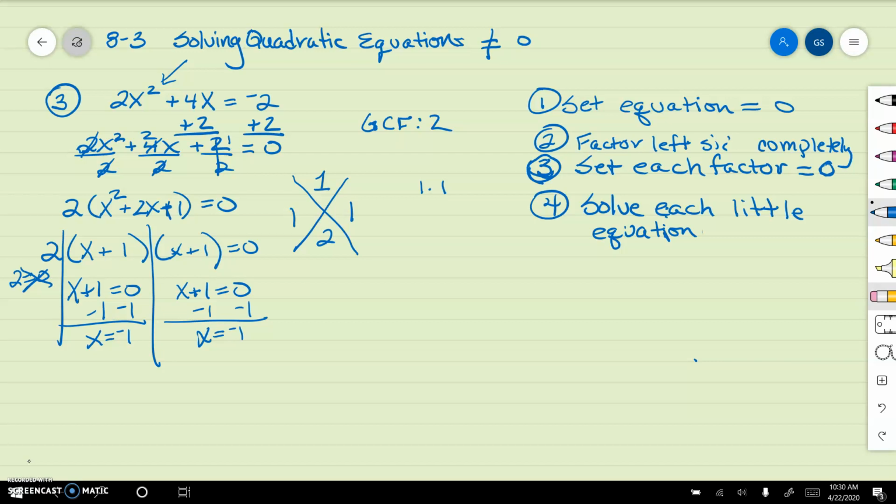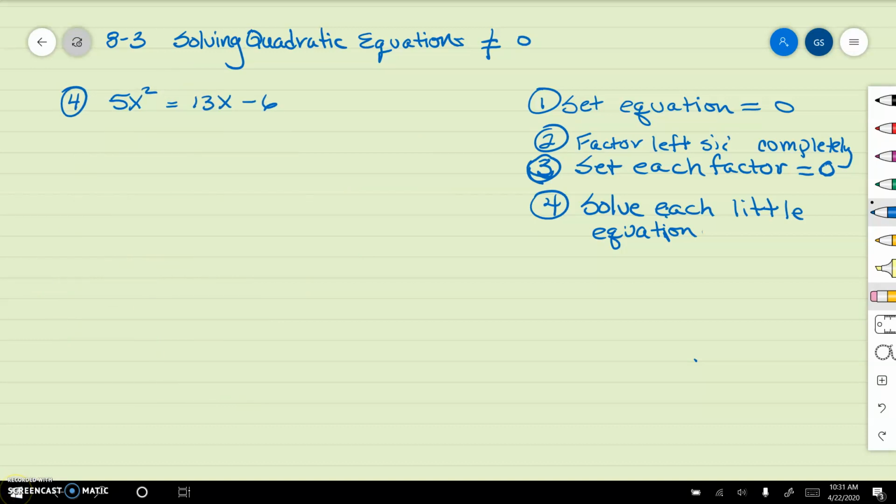So how many solutions do we have? 1, and it's x equals -1. Squiggly brackets. All right. Okay, I'm going to put the next question up. Okay, hit pause, write this problem down. Number 4, 5x squared equals 13x minus 6.